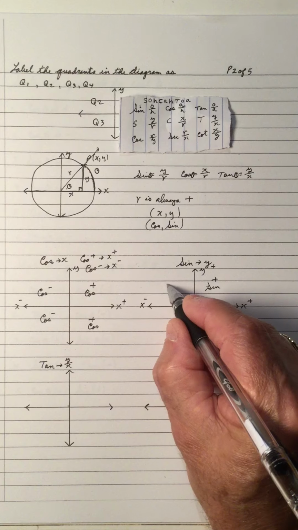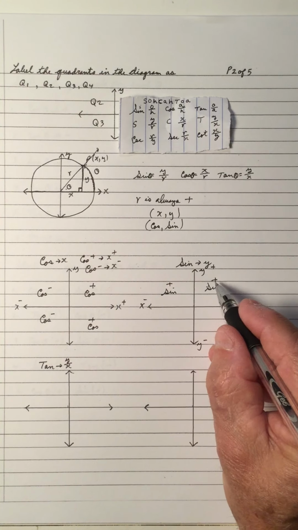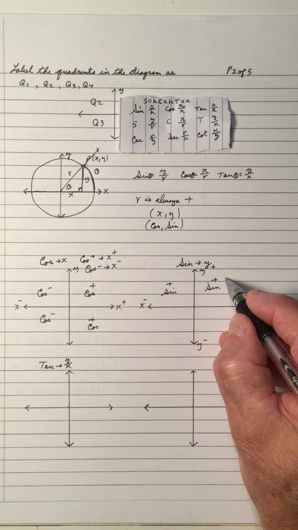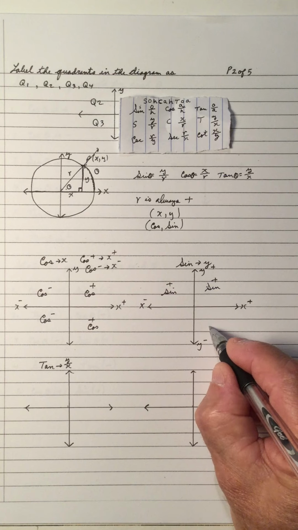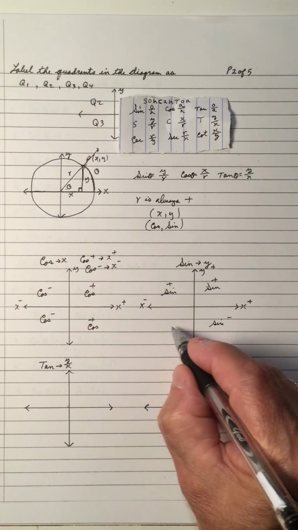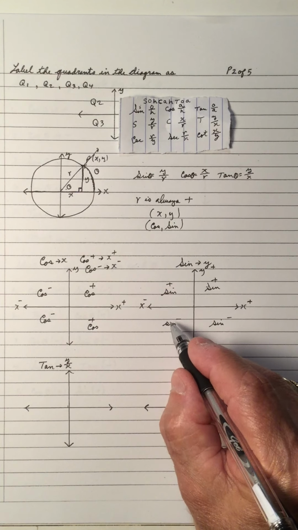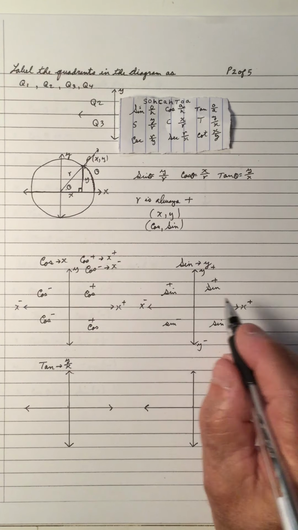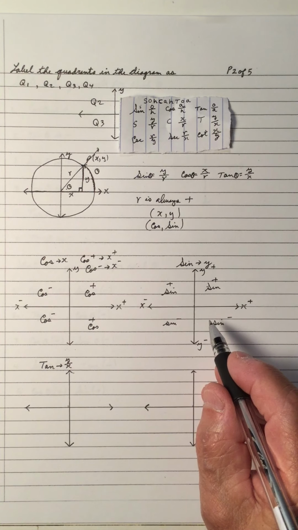And that means that y is positive up here. So that means sine is positive. So sine is positive, or y is positive, so it's in quadrants 1 and 2. So therefore, sine is negative down below. So sine is negative in quadrants 3 and 4. Again, take my time because this is very important.